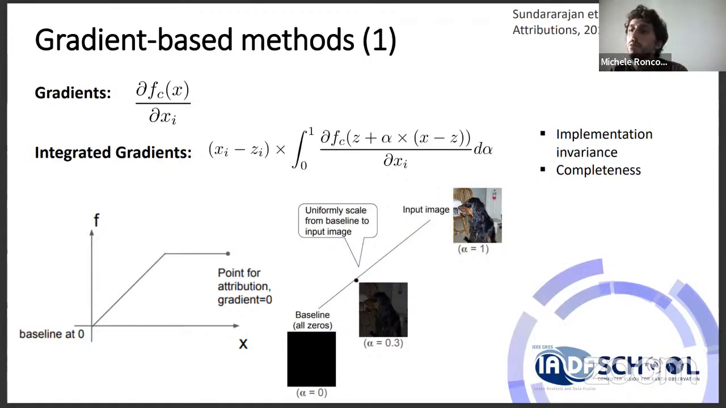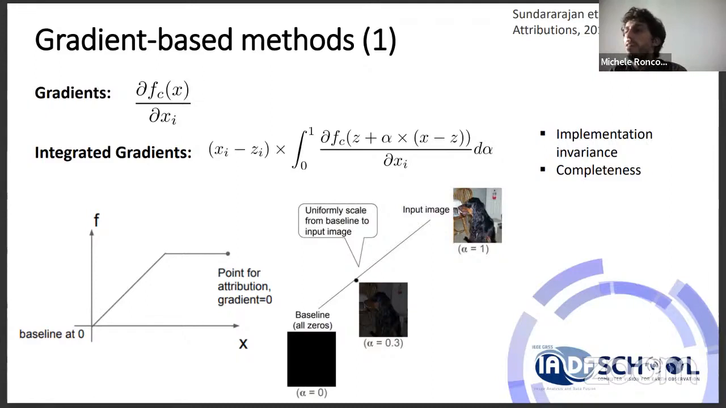And two good properties that this method has are, first, that it's implementation invariant, so in some sense it does not depend on the architecture of the model. I say in some sense, because all these gradient methods, on the other hand, depend on the model because they require the model to be differentiable on all the axes, which is true for neural networks, but it's not true in general for all models.